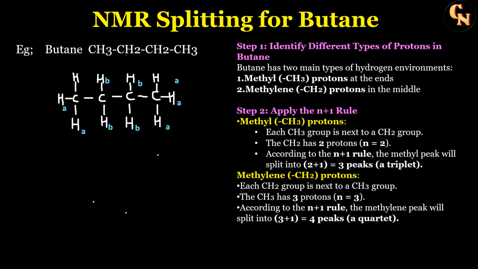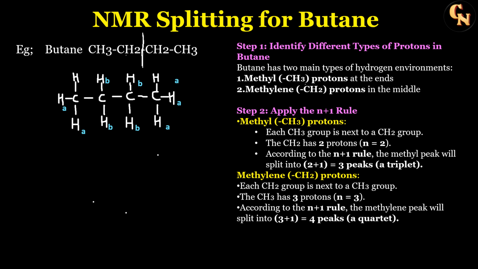If you try to divide butane, you will find CH3, then CH2, again CH2 and CH3. So this is a symmetric compound. If I draw a mirror here, CH2 and CH3 is just a mirror image of the first 2 atoms. So they are mirror images of each other. The half portion of butane is a mirror image of the first one. So the environment of these protons will be exactly the same. So what are the 2 environments which we are going to get?